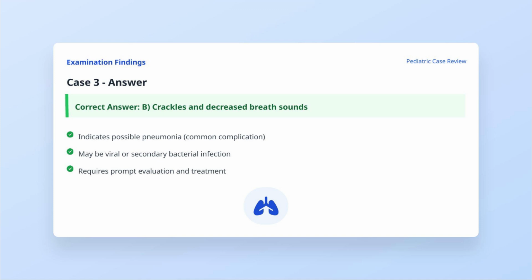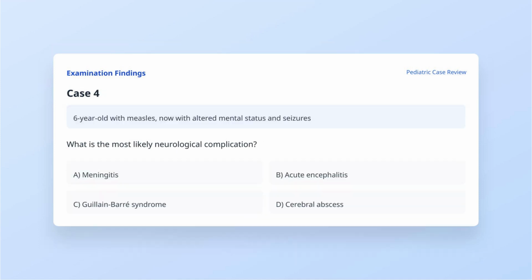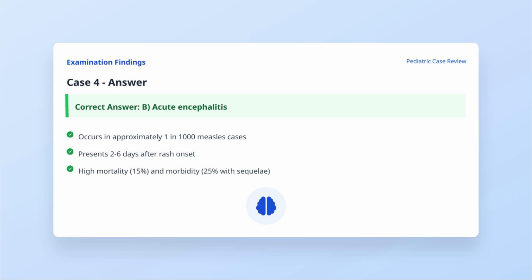Pneumonia accounts for a significant portion of measles-related mortality in children. A 6-year-old child who was diagnosed with measles 1 week ago now presents with altered mental status, seizures, and fever. What is the most likely neurological complication? A. Meningitis. B. Acute encephalitis. C. Guillain-Barré syndrome. Or D. Cerebral abscess? The correct answer is B.